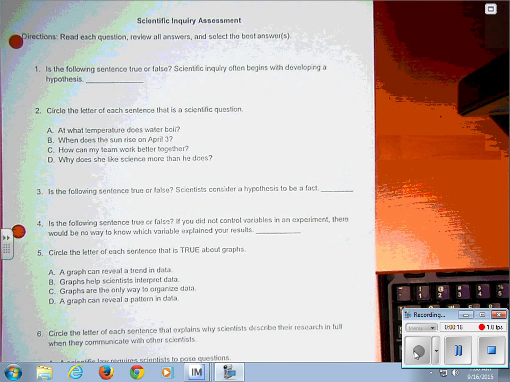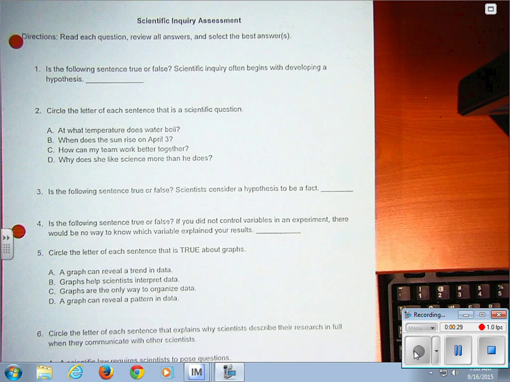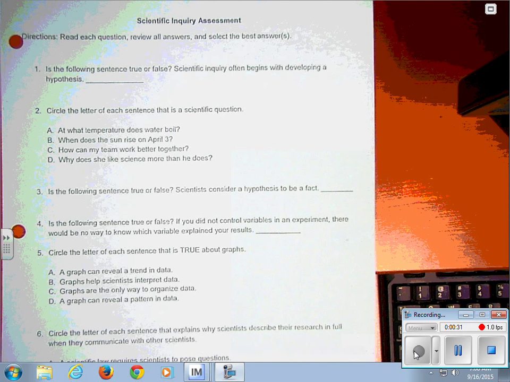Number two, circle the letter of each sentence that is a scientific question. A, at what temperature does water boil? B, when does the sun rise on April 3rd? C, how can my team work better together? D, why does she like science more than he does?